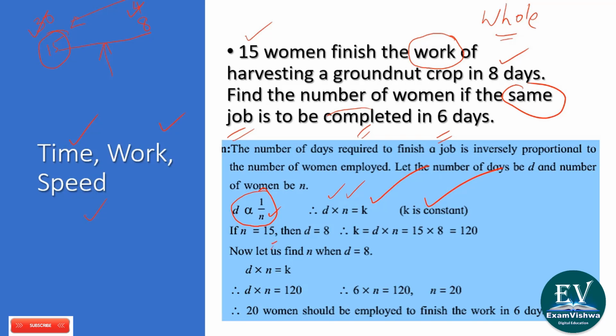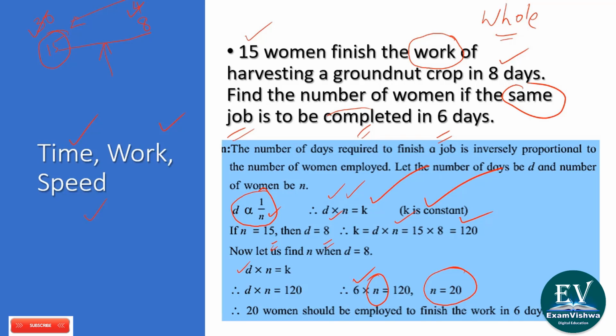Number of days 50, number of women 15, number of days 18, and it is a constant, we know that, which is equal to 120. In that case, if the number of days changed to 6, what will be the number of women required? And as we expected, the number of women required increased. Why? Because we had to complete the work in fewer days. Earlier we had to complete in 8 days, now in 6 days. It is inverse variation. Understood?